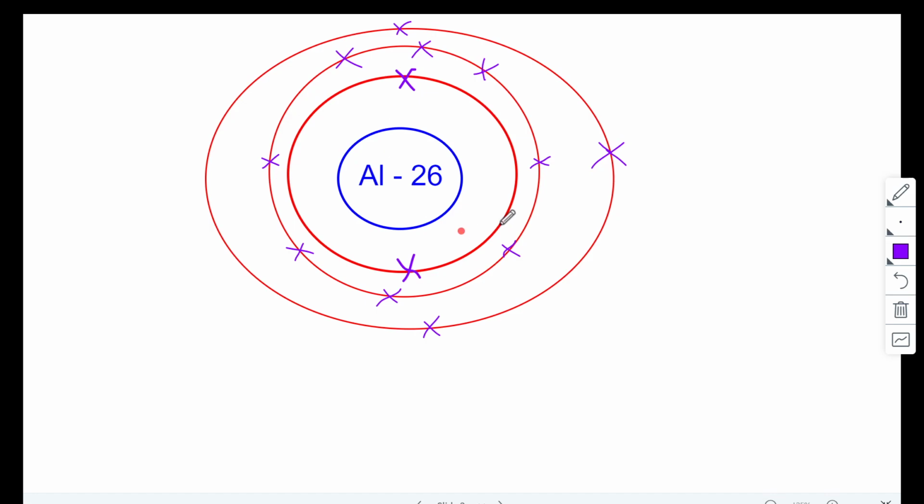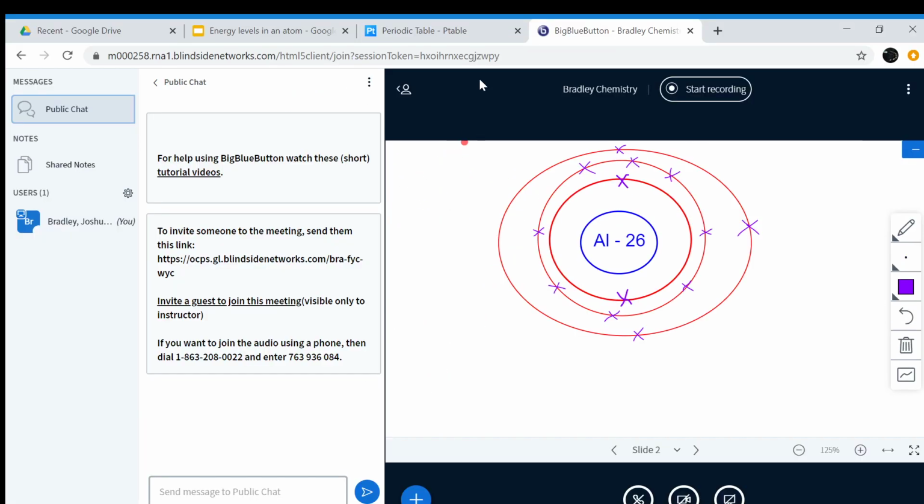Alright, and then this is going to be our indication of how many electrons are around aluminum. And this is as simple as it is. It's just making sure that you have the right number of electrons in each energy level, and then going forward from there.